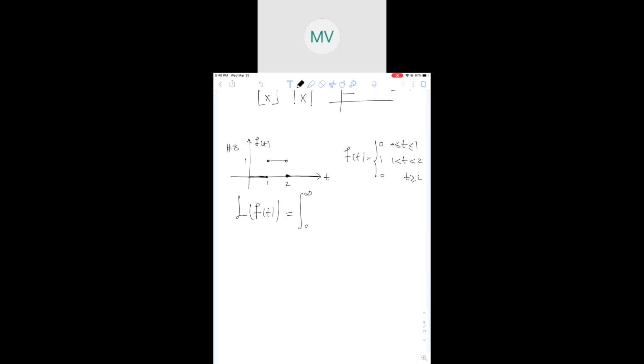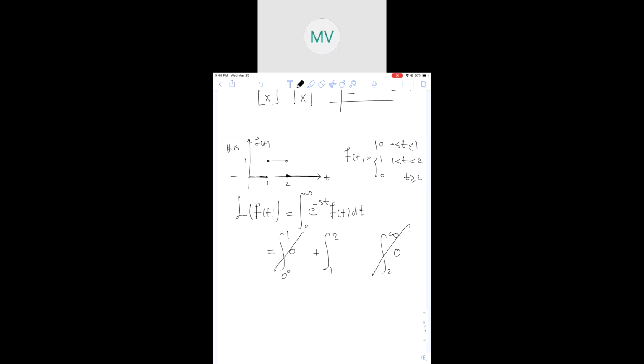You would do 0 to infinity, right? And then e to the negative st f of t dt. But look, this function has 3 different values on 3 different subintervals, right? So you break it down to 0 to 1, 1 to 2, and then 2 to infinity. Over the interval 0 to 1, the function is 0, so this piece is 0. Same thing for t from 2 to infinity, that's 0, so that integration is 0 as well.